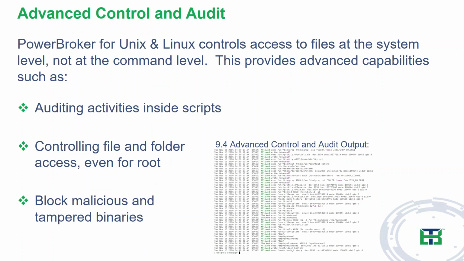A few other things: auditing activities that occur inside scripts, or stopping certain binaries from spawning additional elevated privileges. You can even allow somebody a root level shell but still control what that root user can do. So you can lock down file and folder access, for example, even for root. And then basically blocking malicious or tampered binaries, by checking a binary ahead of time.